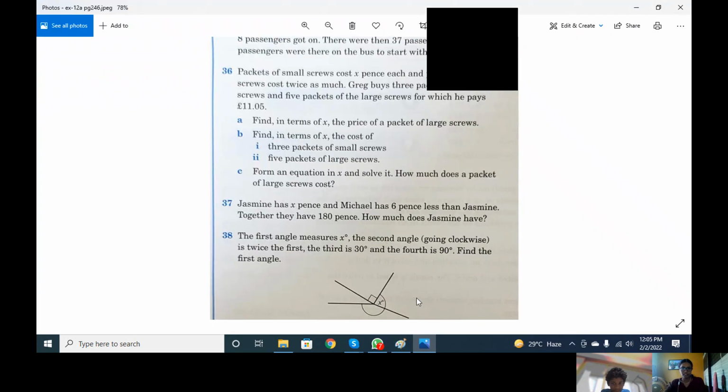Next, we're going to solve question 38. The first angle measures x degrees, the second angle is twice the first, the third is 30 degrees, and the fourth is 90 degrees. Find the first angle. Let's continue this in the next session.